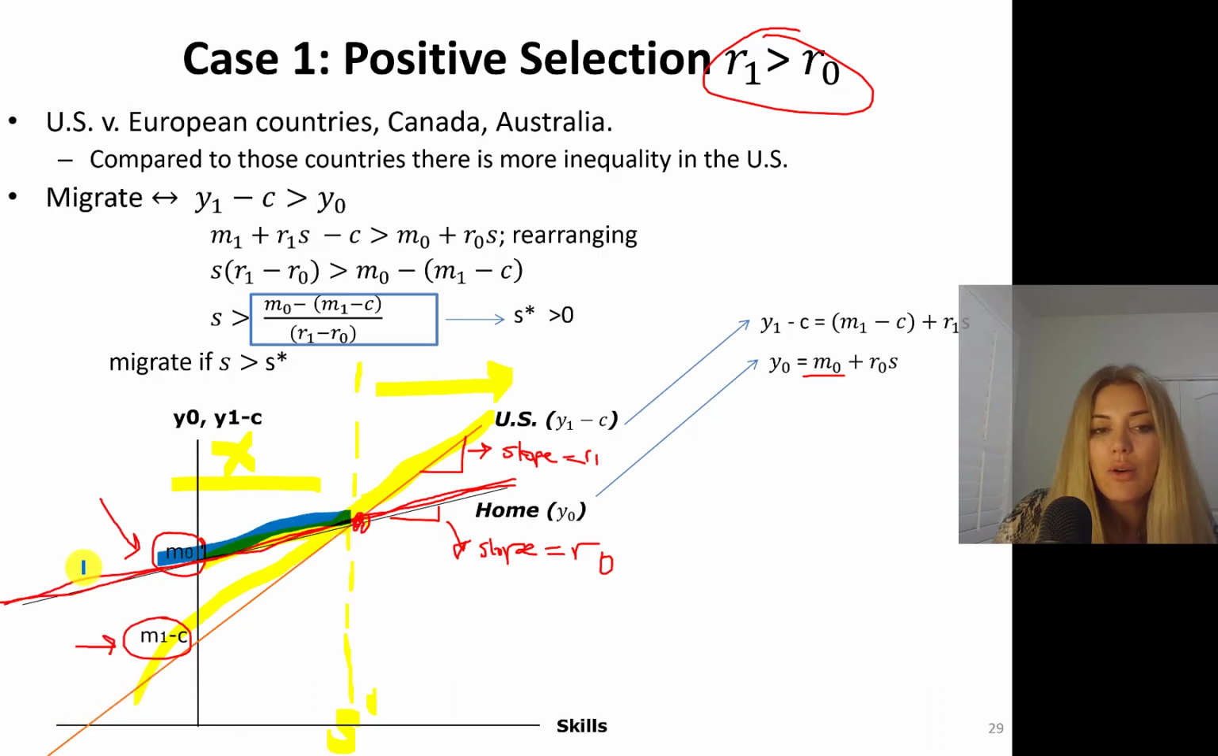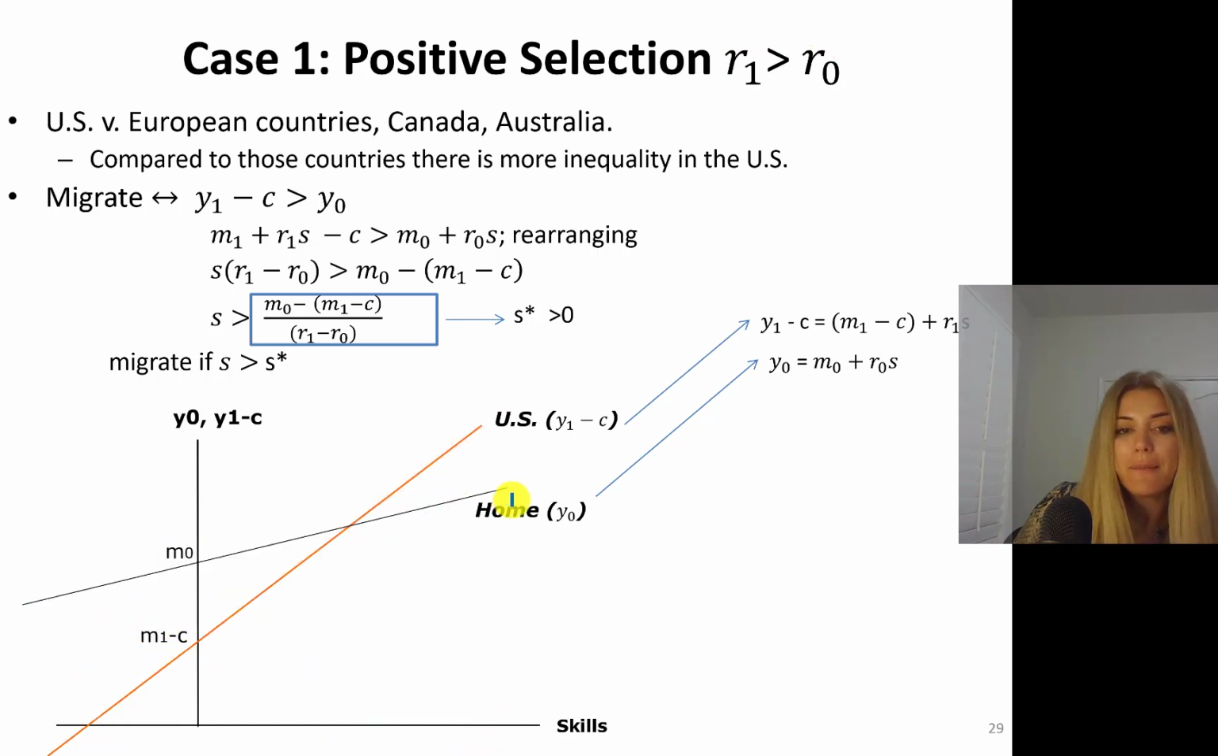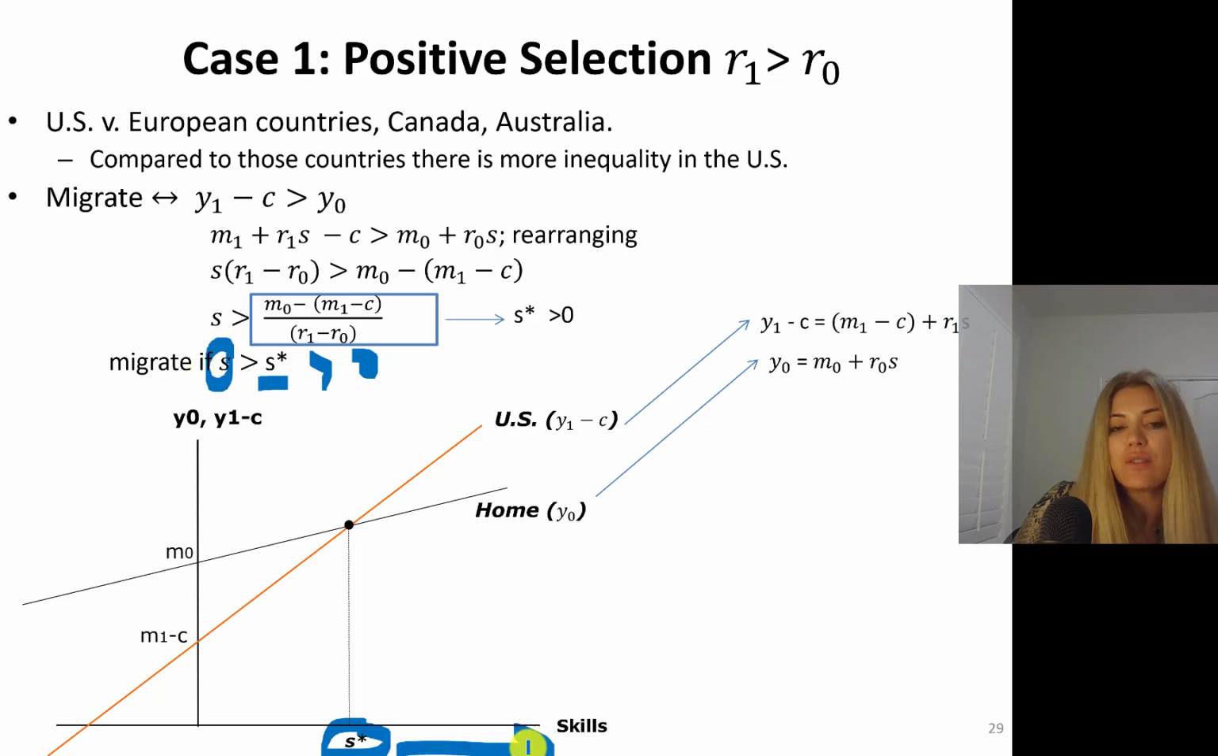This is how much I'm getting at home. Why should I get this lower US return if I am low skill, less than average skill? No. Okay. So that's the idea. So this is the S star, that critical threshold skill level greater than 0. We just figured it out. So you're going to migrate if your skill level S exceeds this. These people will migrate or move to the US. High skilled people, positive, greater than 0. And these people won't move to the US.